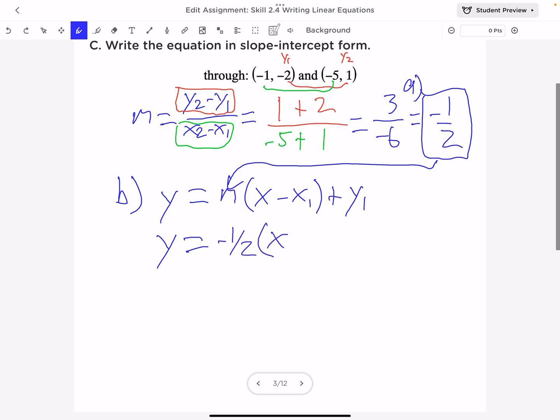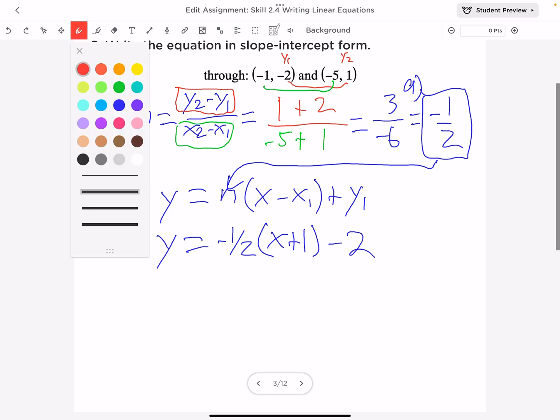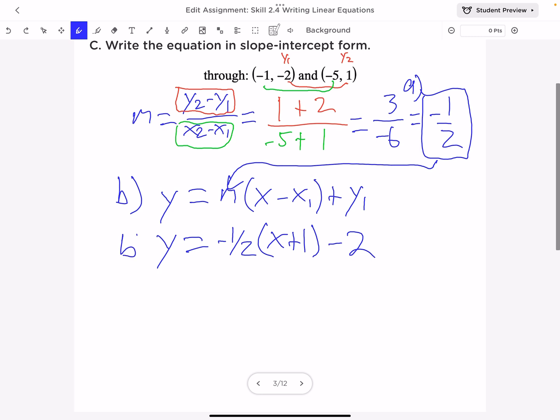And I can choose either point I want. I'm going to go with the first one. It's minus 1, so we do plus 1, because what I'm doing is I'm bringing this down here, and as always, I reverse the sign. So x plus 1. And then on the outside is minus 2. So this is my part B, this equation right here.